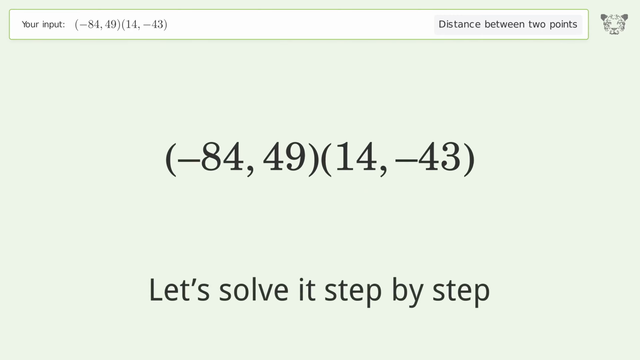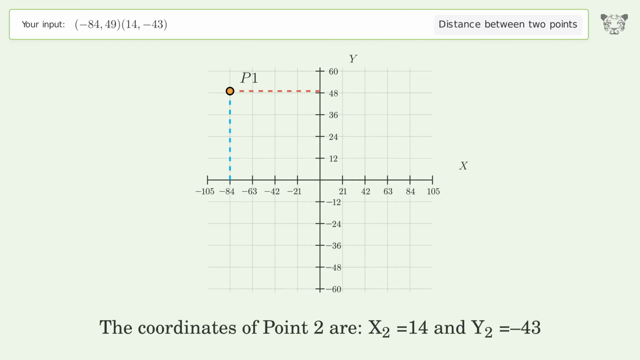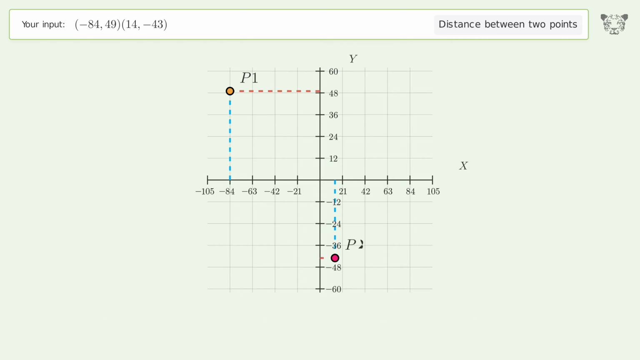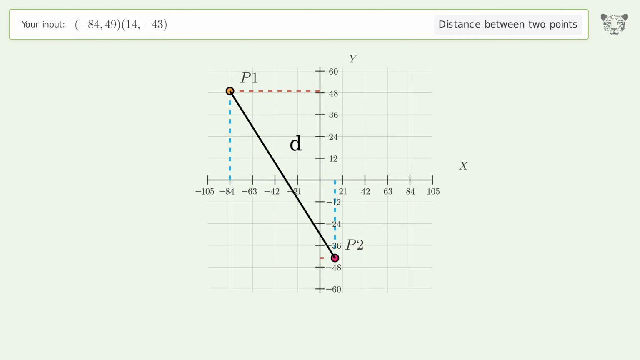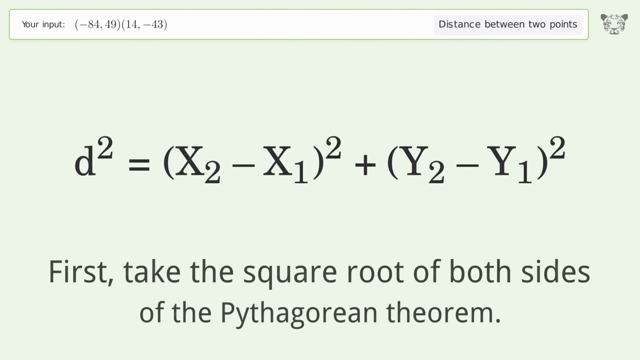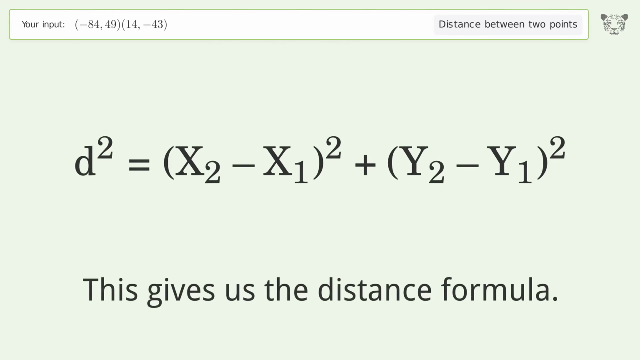The coordinates of point 1 are, x1 equals -84 and y1 equals 49. The coordinates of point 2 are, x2 equals 14 and y2 equals -43. D is the distance between the 2 points. First, take the square root of both sides of the Pythagorean theorem. This gives us the distance formula.